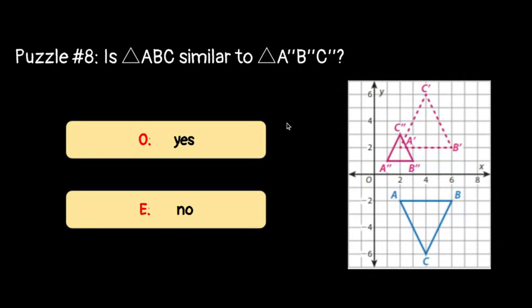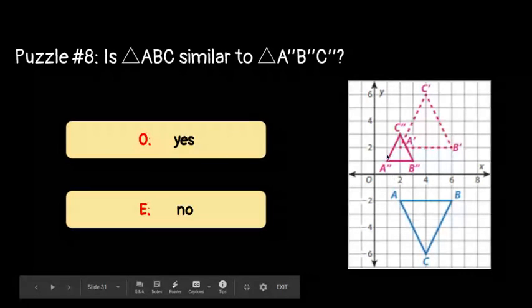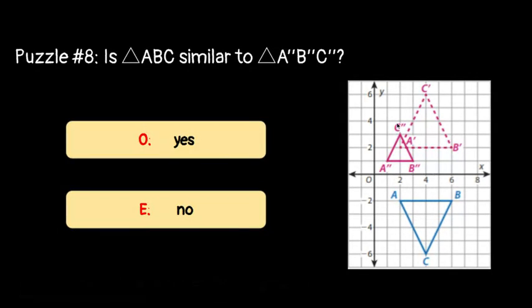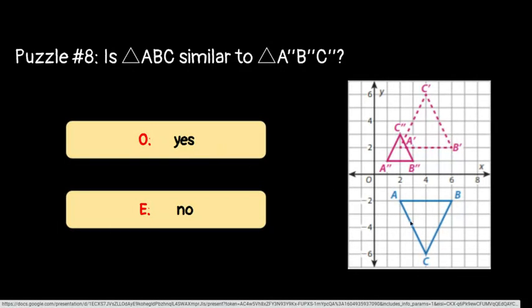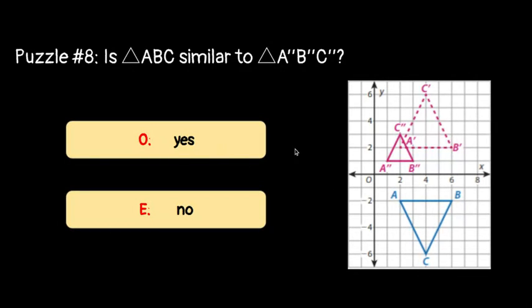For puzzle 8, we're asking, is triangle ABC similar to triangle A double prime, B double prime, C double prime? Yes or no? Again, we see our answer is yes for this one because they are the same shape, they are just different sizes.